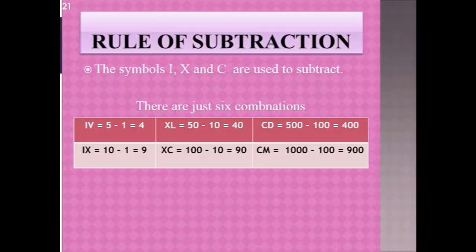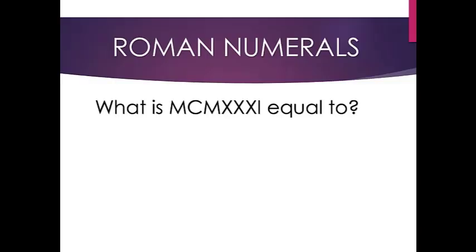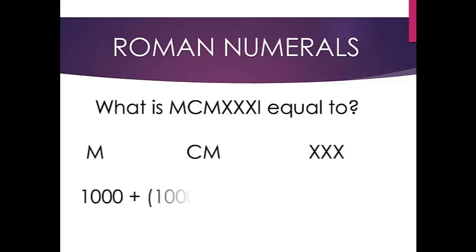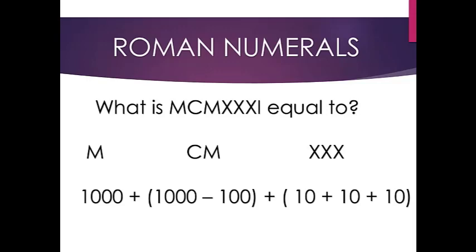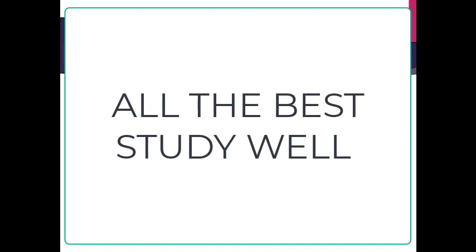Here is an example for a larger Roman numeral. Suppose the question is MCMXXXI is equal to what? So we know that I is equal to 1, XXX which is equal to 30, then CM which is equal to 900, and M is equal to 1000. So we can write it as 1000 plus 900 plus 30 plus 1 equals to 1931.